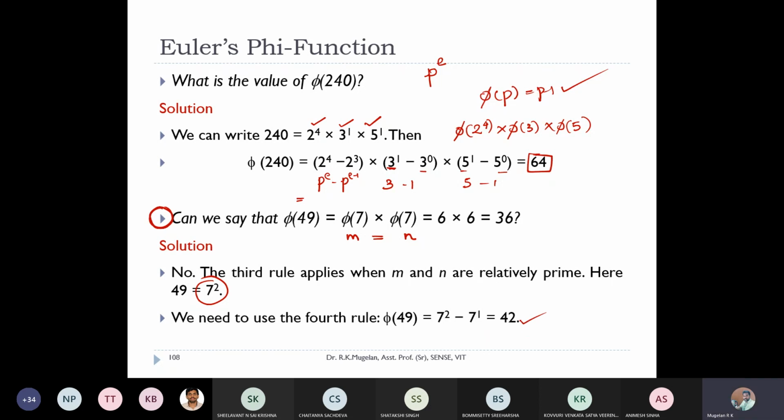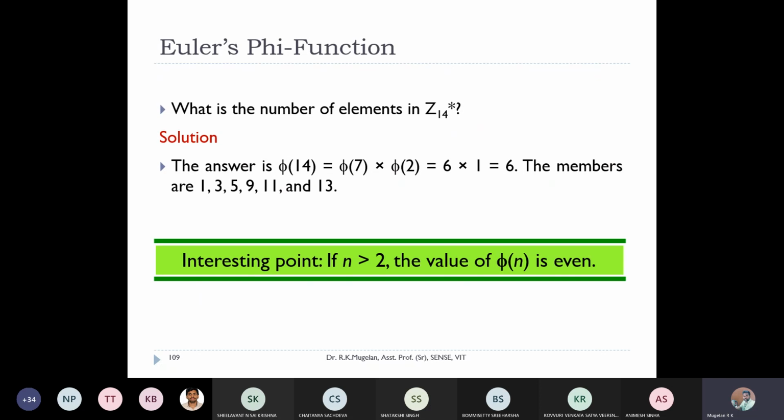I hope now you people are clear with Euler's phi function. Right. And this Euler's phi function can also be used to find how many elements are present in any Zn star. I'm not saying what the elements are, just the count. Simply, if you find phi of n, the answer will let you know how many elements are present in the particular Zn star.